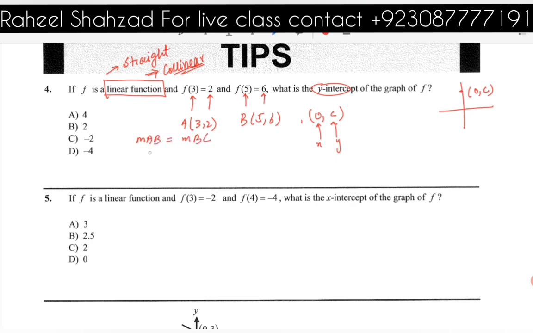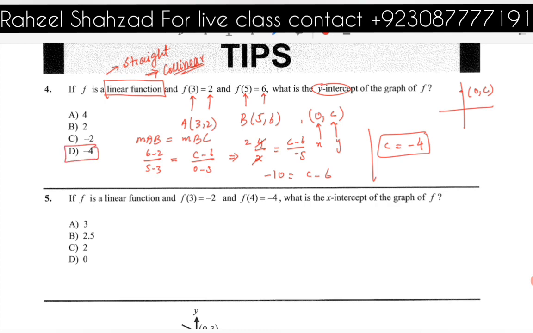So the gradient of AB is going to be (6 minus 2) divided by (5 minus 3). That is equal to (c minus 6) divided by (0 minus 5). And then 6 minus 2 is 4, 4 divided by 2 equals (c minus 6) divided by, that's going to be 0 minus 5, so it's minus 5. So 2 times minus 5 is minus 10, which is equal to c minus 6. So c is equal to minus 10 plus 6, that be minus 4. So your answer is D in this case.